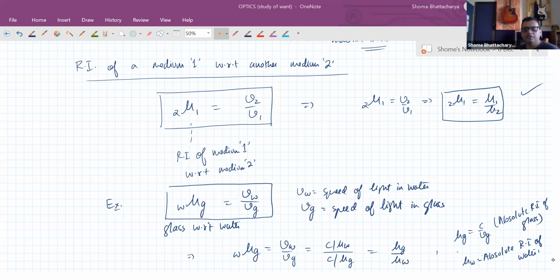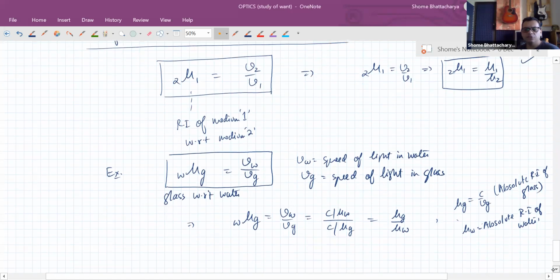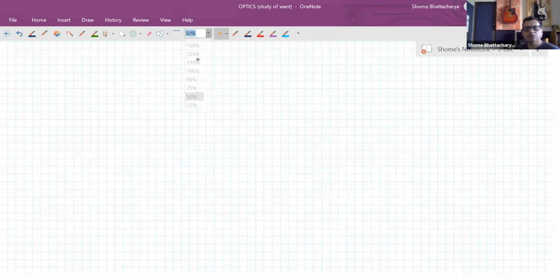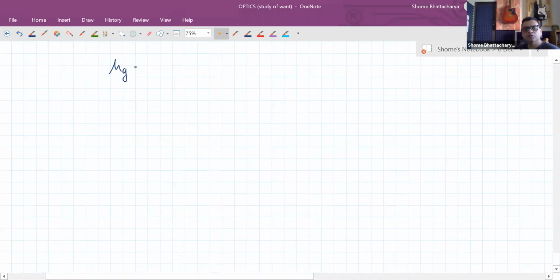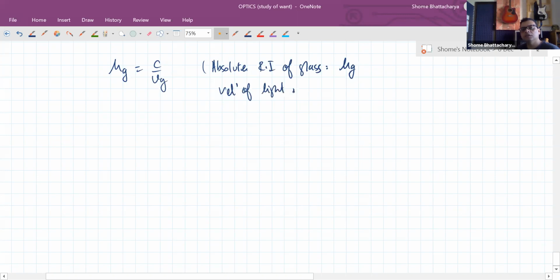So absolute refractive index, यही हुआ ना बेटा, it is the ratio of speed of light in vacuum. So for example, if I say what is the absolute refractive index of glass, it is the speed of light in vacuum divided by speed of light in glass. This is the absolute refractive index of glass. So that I'm denoting with the symbol mu g. So velocity of light in glass, I'm denoting with the symbol Vg.